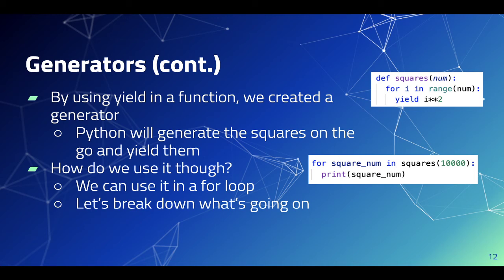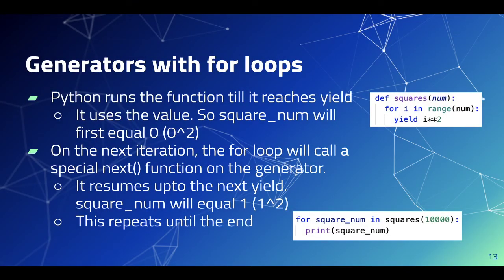The first iteration, what is i in squares? i would be 0, right? So we yield i squared, which would be 0. And I think we showed here, yeah, we yield i squared, so 0 squared, which is 0, back to the destination of the for loop. So now square_num in the for loop is 0 on the first iteration, and we print 0. Then Python calls a next function, a special pre-built function on the generator, next(squares).